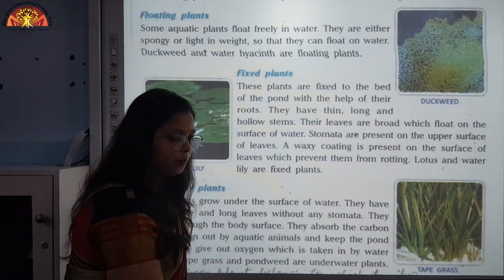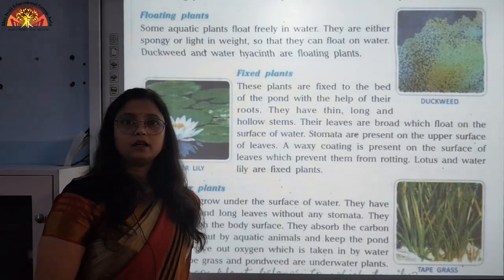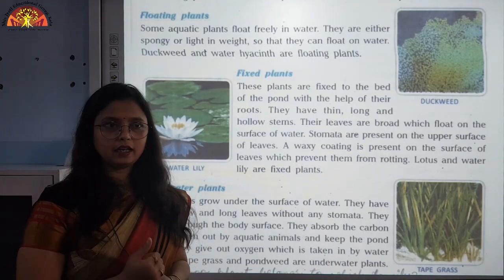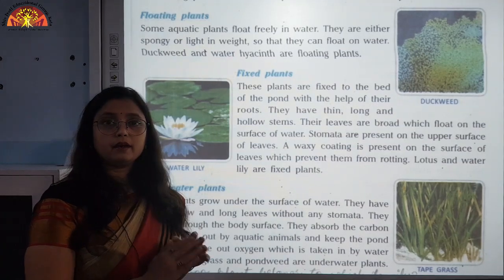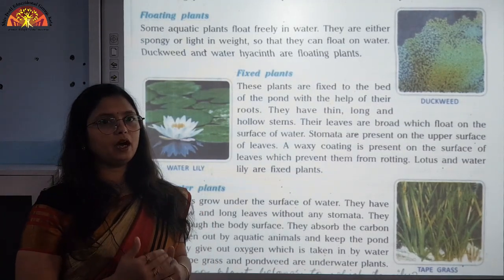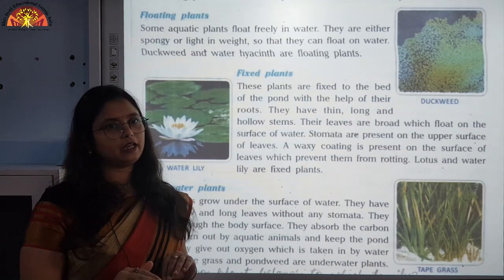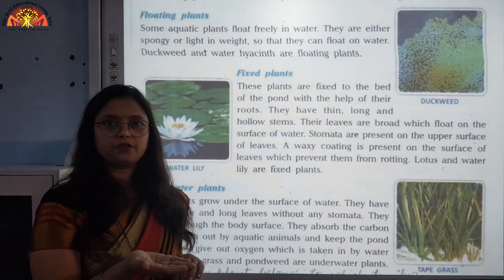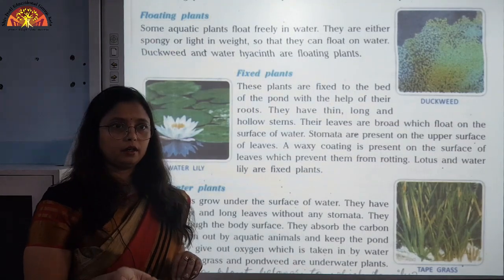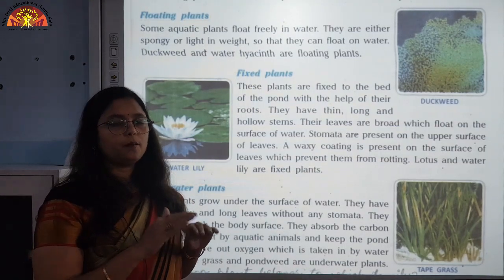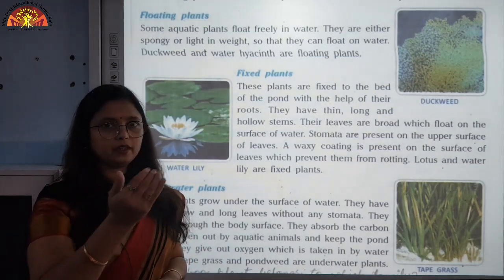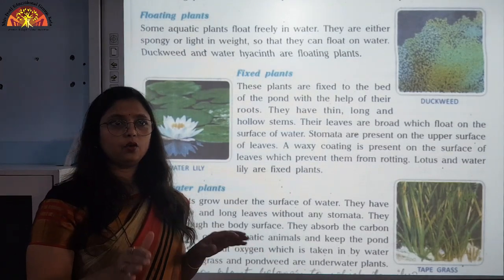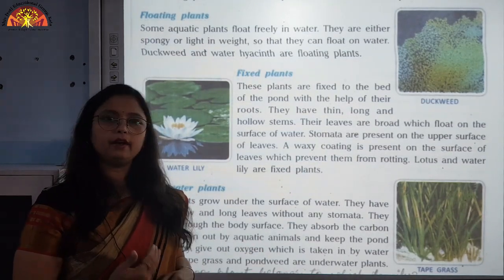Now, again an important thing is there, children, that till now you have studied that stomata are present on the underside of the leaf. Okay. But now, in the case of aquatic plants, stomata are present on the upper surface of the leaf. They are not on the lower surface, they are on the upper surface because their lower surface is in contact with the water and they need air to breathe. So, stomata are present on the upper surface, from there they can take air for breathing. Again, they have a waxy coating over the leaves so that they do not rot or decay.